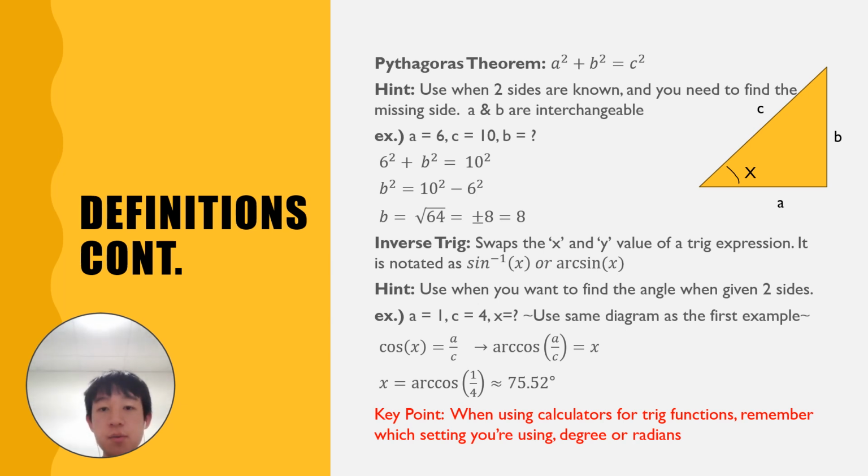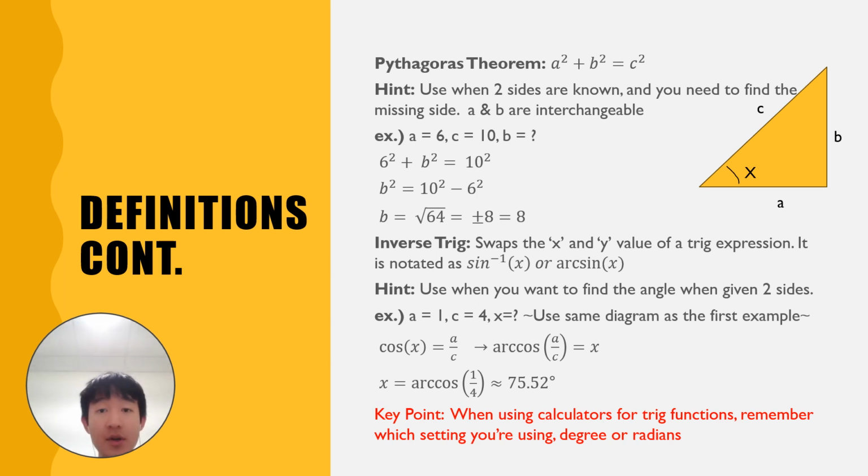In the example problem, we are given the adjacent side and hypotenuse side of angle x. To solve for the missing side, we plug in 10 for the hypotenuse and 6 in for either a or b. Again, they're interchangeable. After substituting the values and simplifying, the resulting value is positive or negative 8. However, if we look at our triangle, the b side is traveling upward, indicating that its value is positive 8.